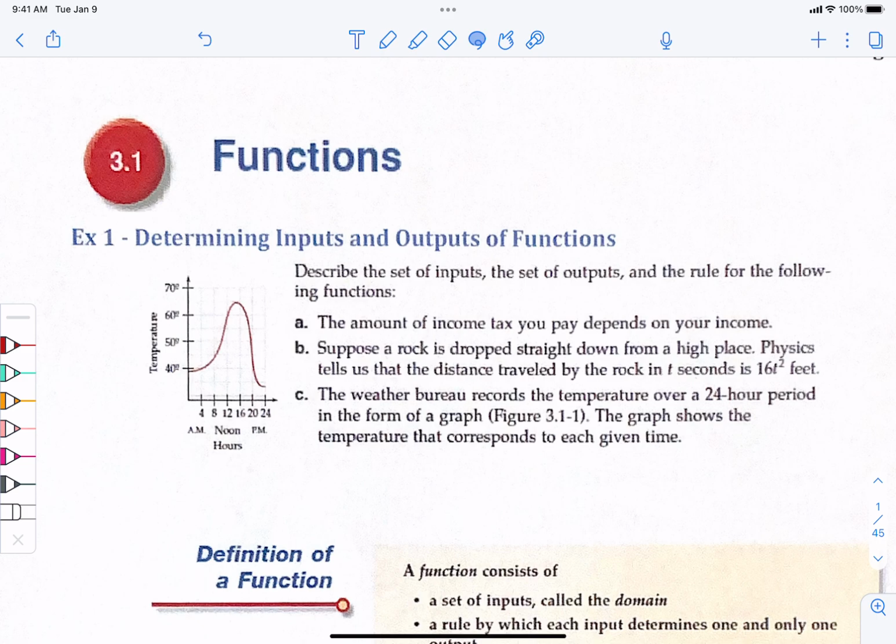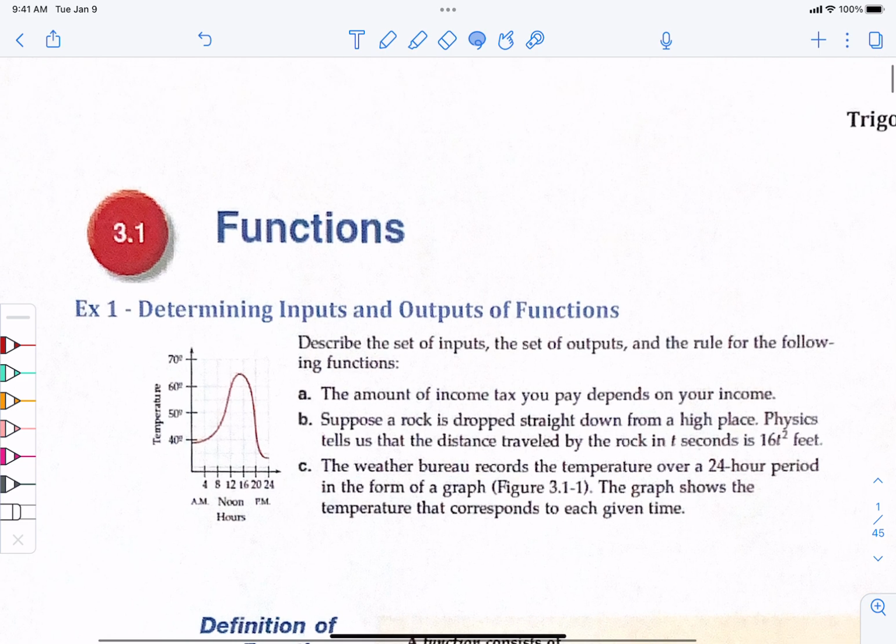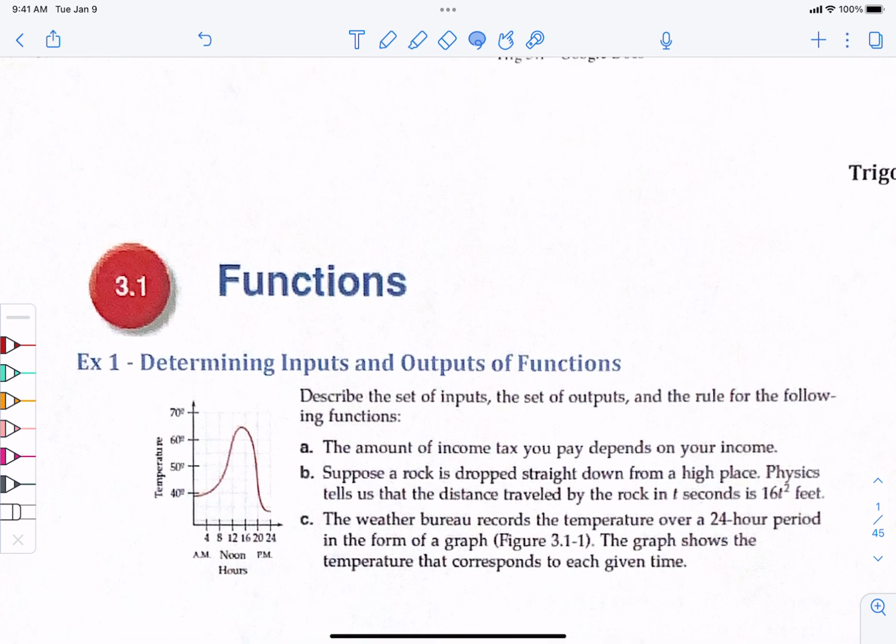Hey, Erica, this is the first part of functions. We are starting chapter 3 today. Here we go. No homework out of the book. You guys have the worksheet already. It's there for you. There you go.